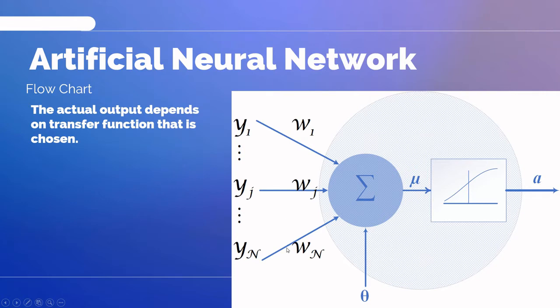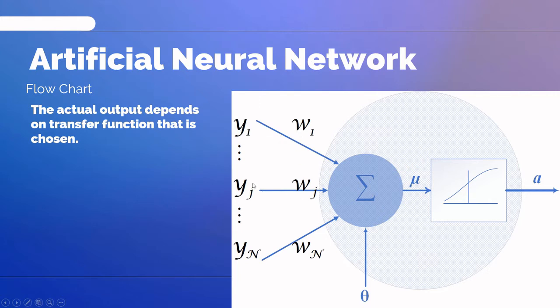Now we discuss this flow chart. Suppose we have a dataset y1, y2, yj, and so on, yn. This is our input data, which is represented by variable y. Weights are assigned to each data point, which are w1, w2, so on wj, so on wn. This whole part is called the net function. This sum means we sum our data points with weights.